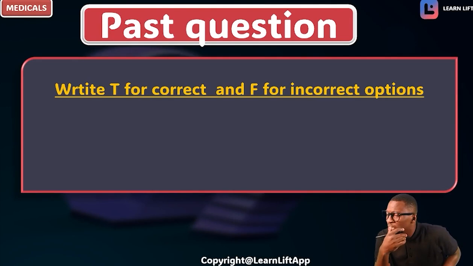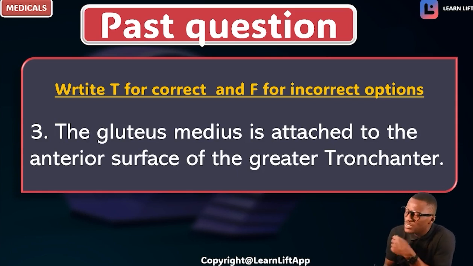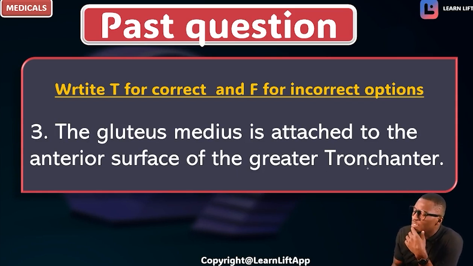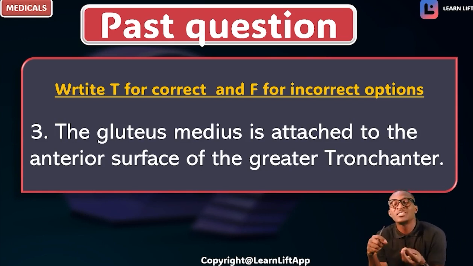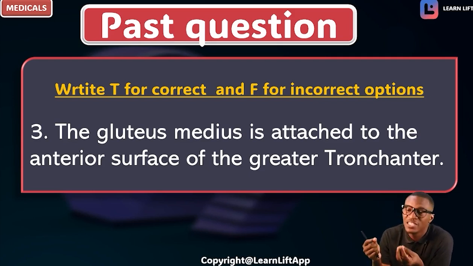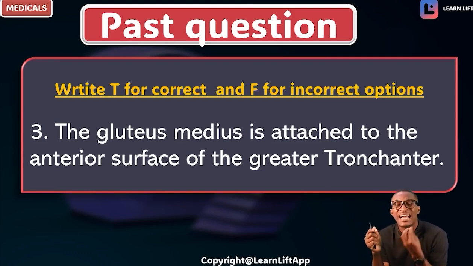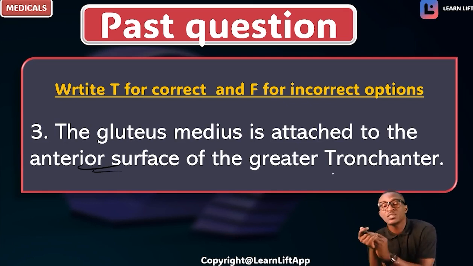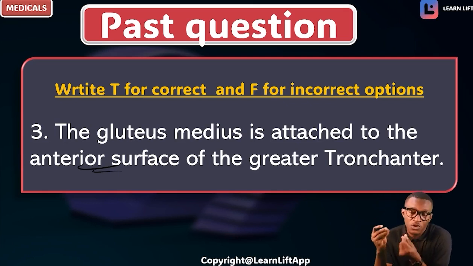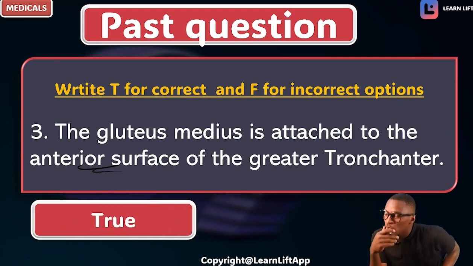The past question says T for true, F for incorrect. Now, what does the question state? The gluteus medius is attached to the anterior surface of the greater trochanter. Is it true or false? We said what's the origin? The origin is the posterior ilium, especially between the superior and the middle gluteal lines, right? Where is the insertion? The insertion is the anterior surface as well as the lateral surface of the greater trochanter. We said the greater trochanter is the region of the femur. So is this statement correct? Very correct, making true the answer.